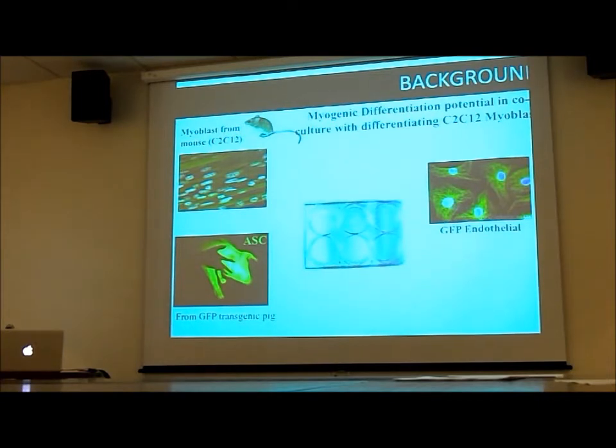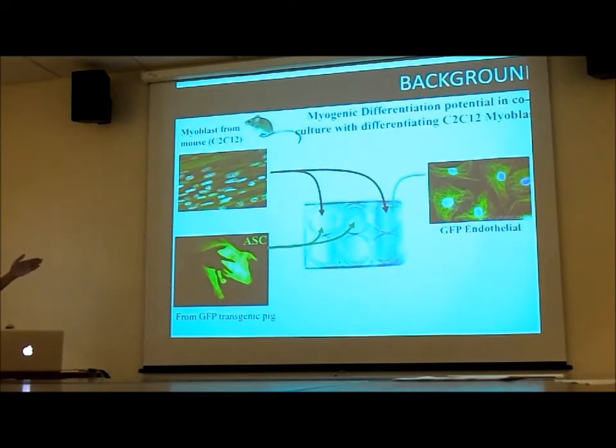They extracted adipose derived stem cells from a GFP pig and endothelial cells from a GFP pig, and they used C2C12 from mouse. We use pig as a model because that's the closest non-primate model to humans. They used myoblasts from mouse, co-cultured them together in a plate, and tried to see if they could differentiate towards myogenic lineage.